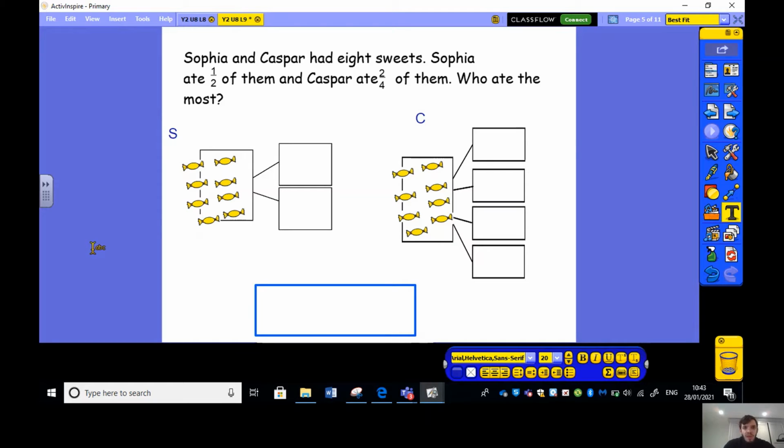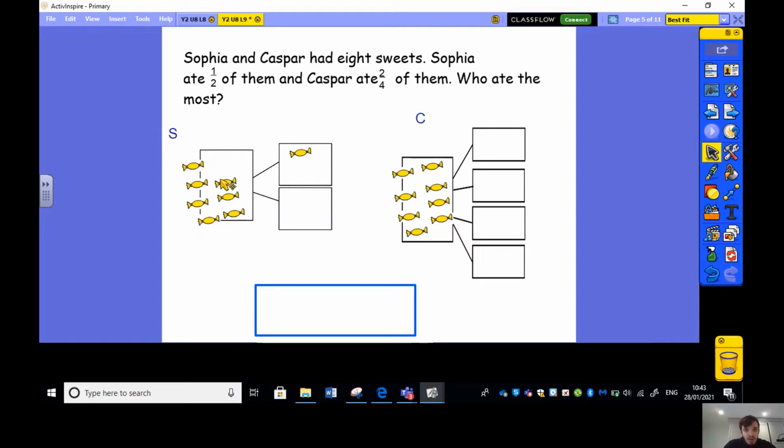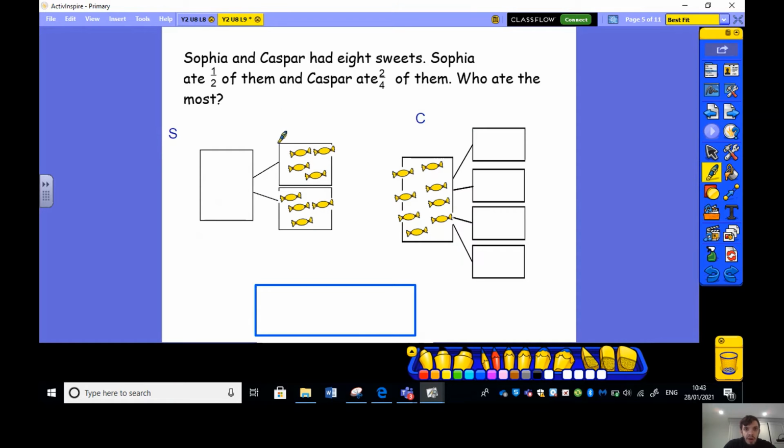So I wonder how many sweets Sophia ate. Well, we know she ate half. So to do that, I'm going to have 2 parts here because my denominator is 2. And I'm going to share my 8 equally. 1, 2, 3, 4, 5, 6, 7, 8. She ate 1/2. Sophia ate 4 sweets.